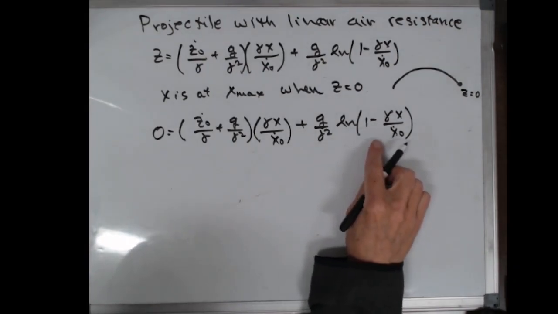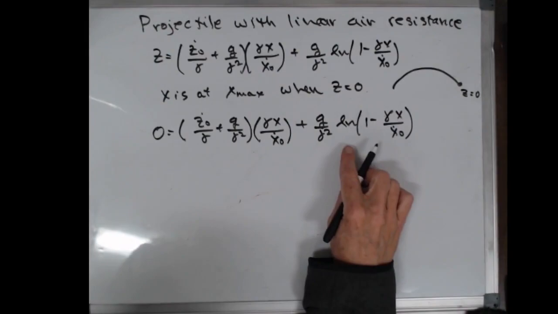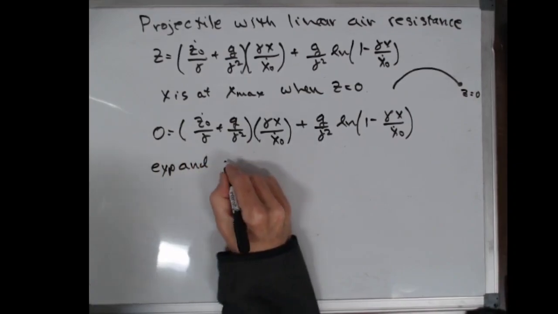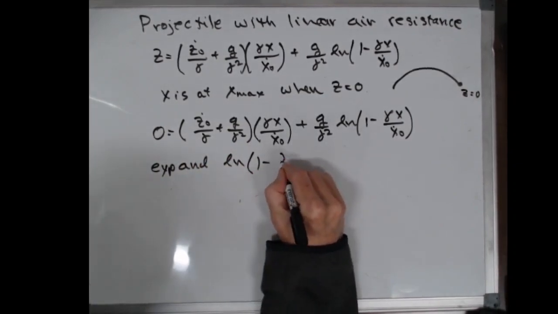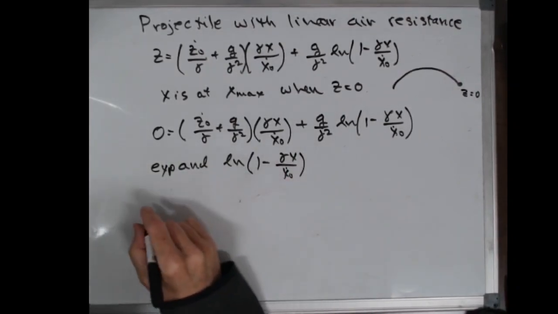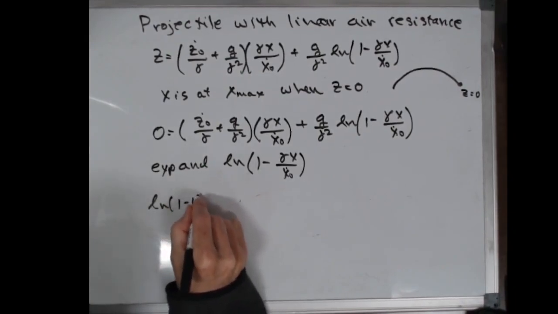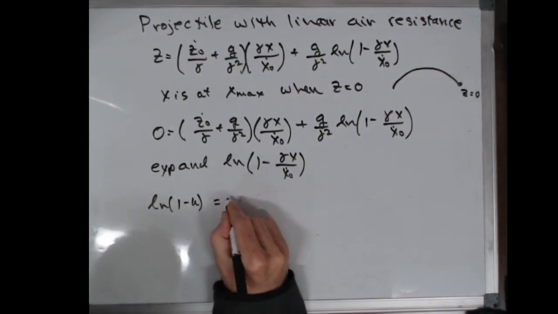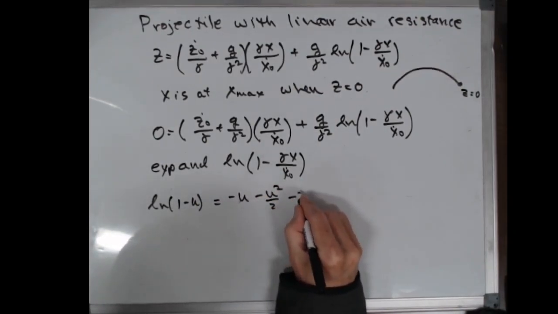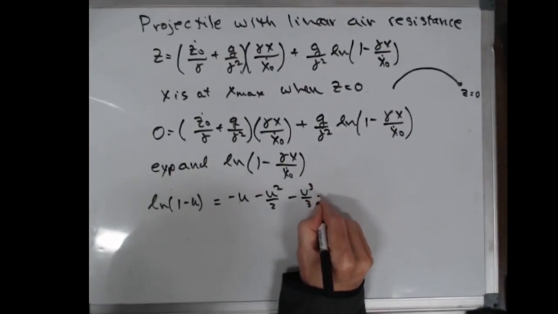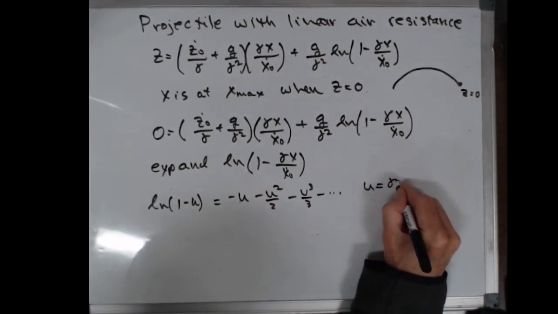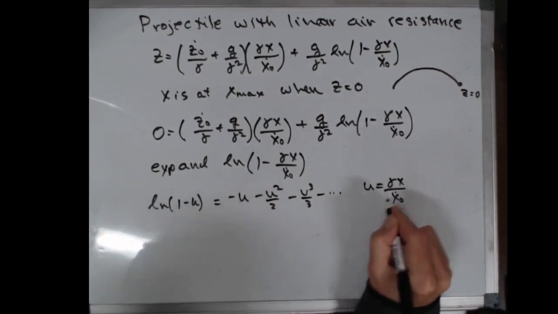So it's difficult to solve this expression for x, and so what we do is we expand the log of 1 minus gamma x over x naught dot the following way. Log of 1 minus u, I don't expect you to know this, is minus u squared over 2 minus u cubed over 3 minus, and so on. Here u is equal to gamma x over x naught dot.